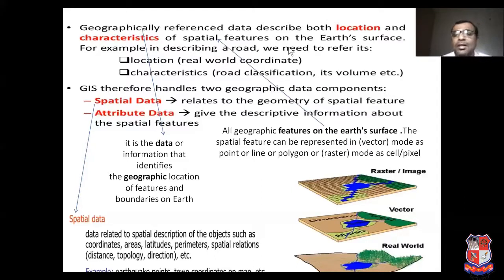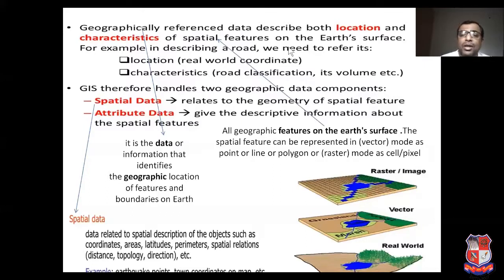For example, let us describe a road. To describe a road, we require the location, the real world coordinates of that particular road, plus we require the characteristics of the road to show the geographically referenced data. So we have to get the information of the road classification and its volume and various other information related to the road. So GIS therefore handles two geographical data components. One is the spatial data and second is the attribute data.